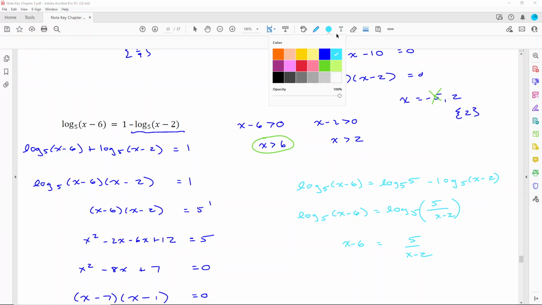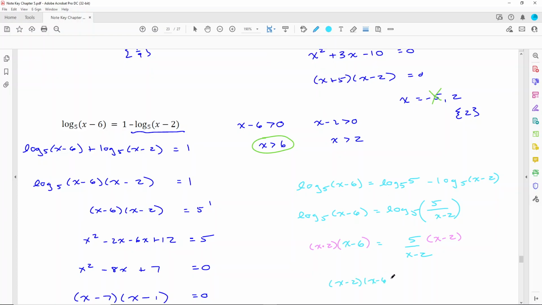And then I'm going to notice that this is a rational equation, so I'm going to multiply both sides by x minus 2, so that I can simplify to x minus 2 times x minus 6 equals 5. And again, it takes me to this place. So by changing your constant into a logarithm, all that happens is that you skip the step of having to change to exponential form, but it gets you to the same answer.